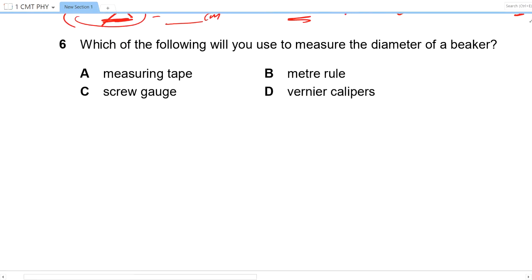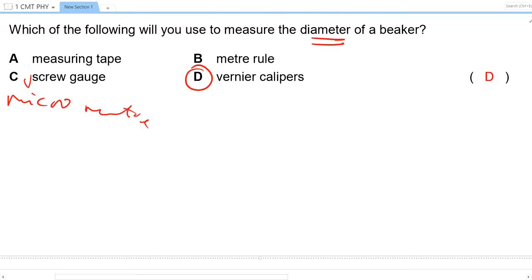Okay, what will you use to measure the diameter of a beaker? If we consider measuring tape, what else can you use? Vernier calipers. Anything else you like to use? Why can't you use a meter ruler? Wait. Are we measuring diameter or circumference? Are they the same? Okay, let's see. I will be using the board for this. Okay, moving on.